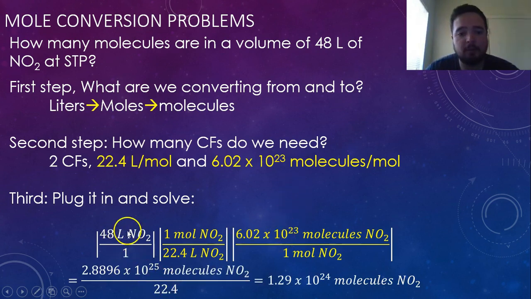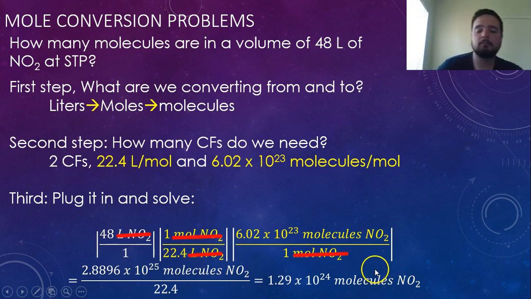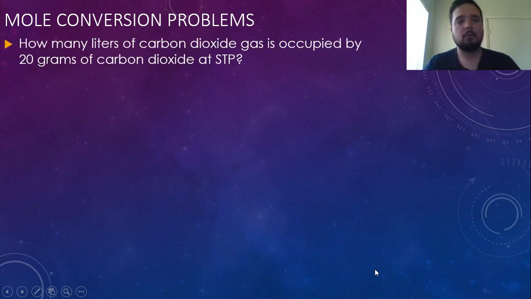What I did here is that I multiplied everything on top, got the top number, and I multiplied everything on the bottom, and I got the bottom number. Now, the bottom number doesn't have any units, and that's because the units on the bottom get canceled out by the units on top. But I'm left with the units on top of molecules, so that's where you should be. So, we'll do another one.